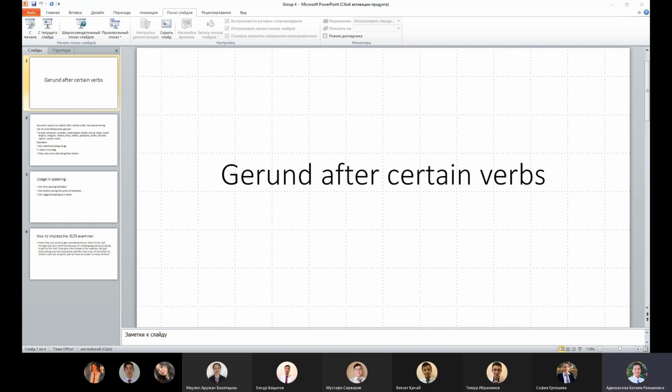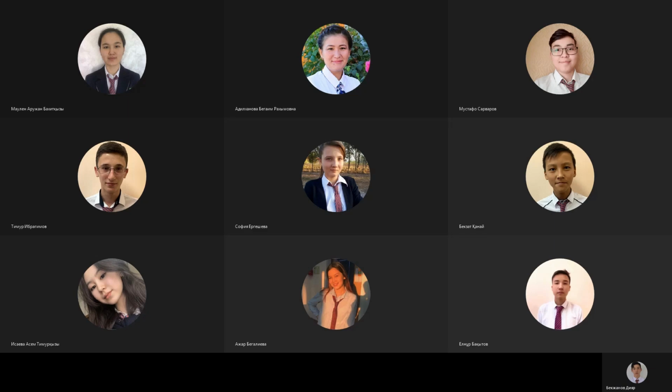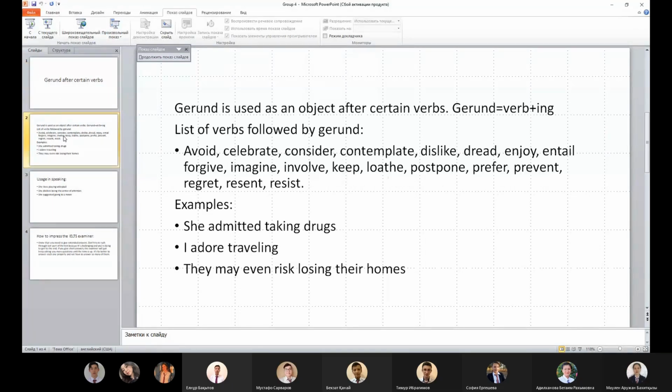Can you move to the second slide, third slide, because we can see only the first slide. Can you see it now? Nope. And now? Yep, now it is visible.